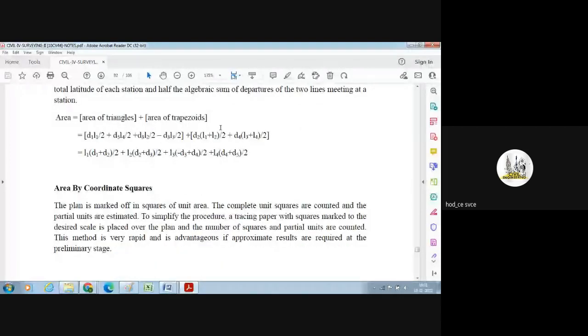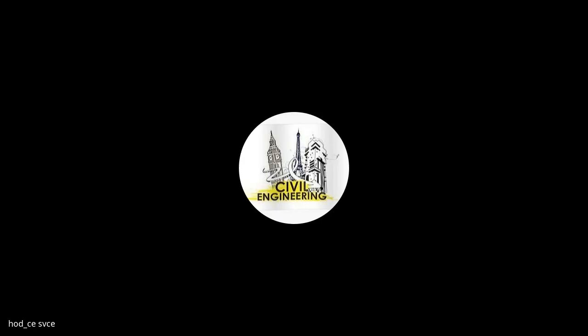See here, for the area of triangles, D1, L1, that means departure and latitude for the first section, first side. So half into base into height plus D5, D4, I mean both are D4 only itself, right? So D5, L4 by 2. So this is also one of the triangle, and D3, L2 by 2. So D3, L3 by 2. That means the sum of areas will be added.